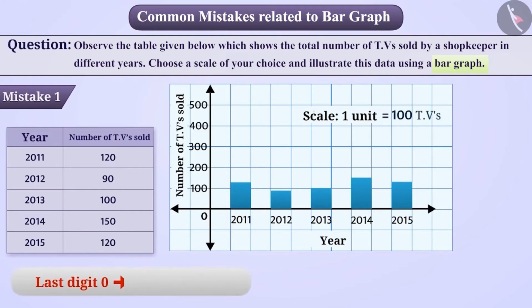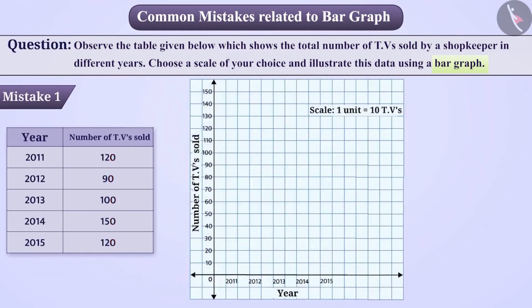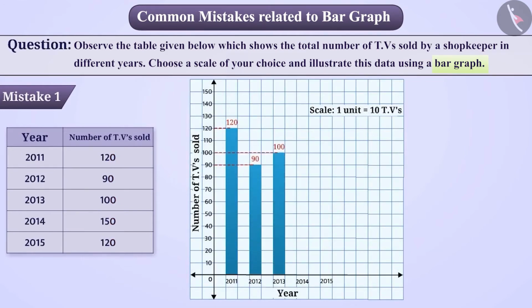Here, we observe that all the numbers are multiples of 10. So, we can take 1 unit length is equal to 10 TV. This will give us the length of the bars. Therefore, in this way, we can easily draw a bar graph.